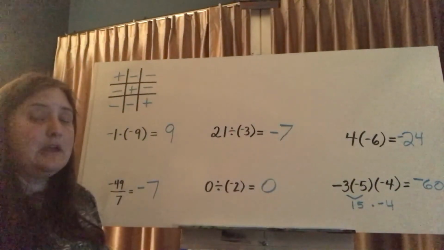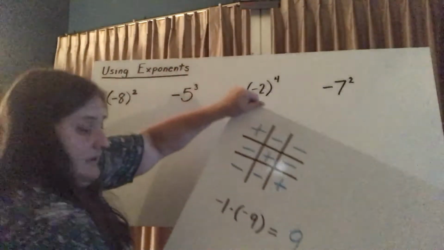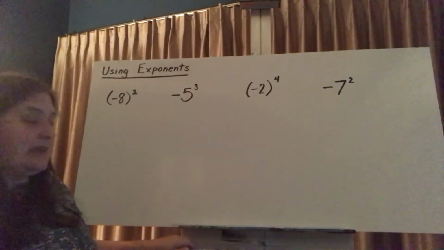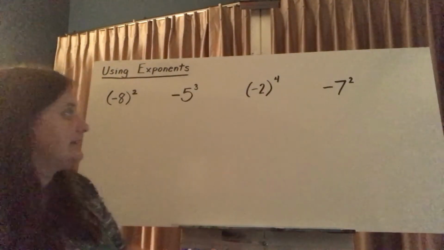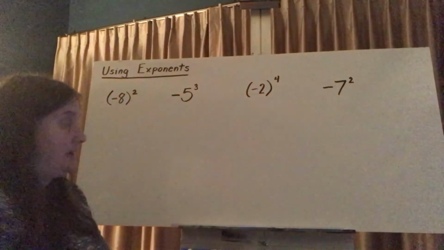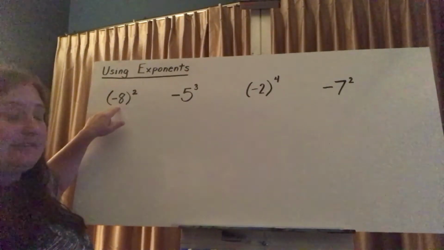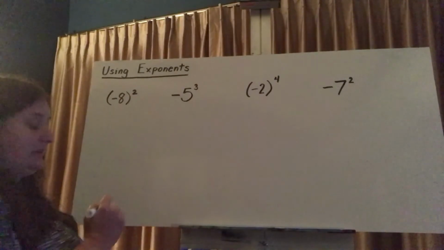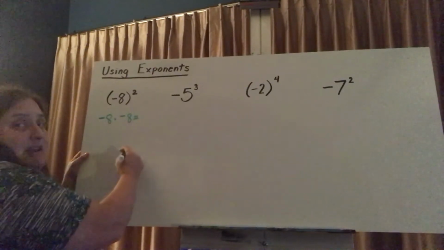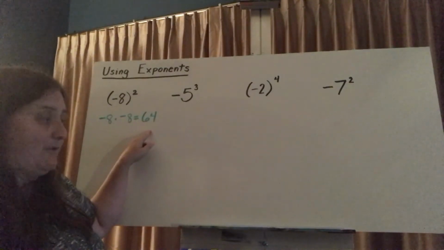The last thing we're going to do is look at some problems with exponents. You have seen exponents before, but some of our exponents here have parentheses around them and some of them don't, and that's an important distinction. When the parentheses are around the number, it's saying that the number is negative 8 and they want us to square it. So basically we're doing negative 8 times negative 8. 8 times 8 is 64. Since these have the same sign, I'm going to have positive 64.